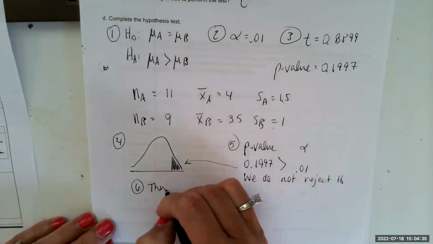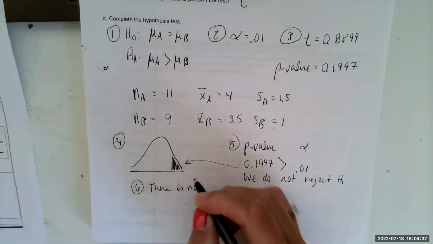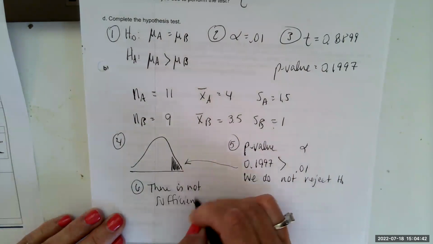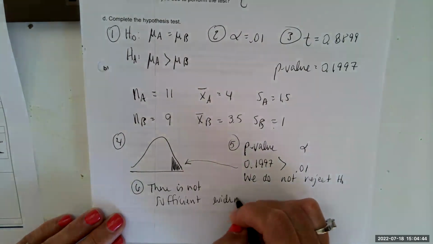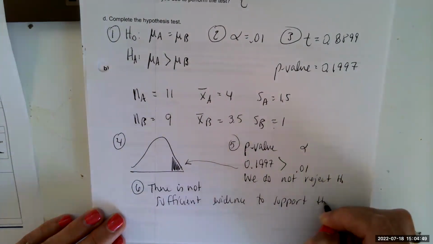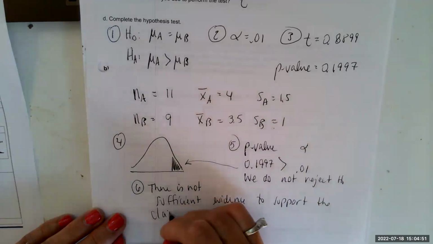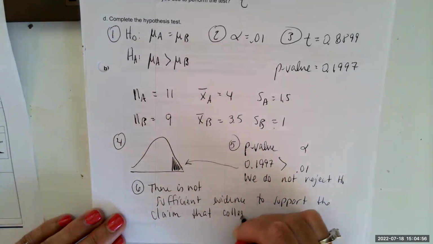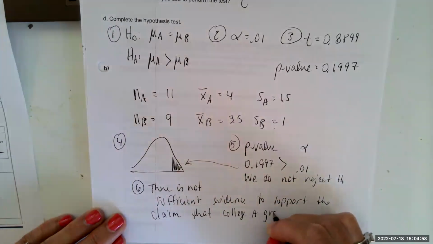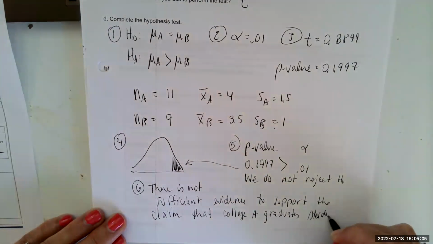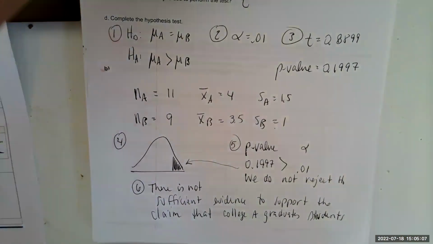So there is not sufficient evidence to support the claim that college A graduates students with more mathematics.